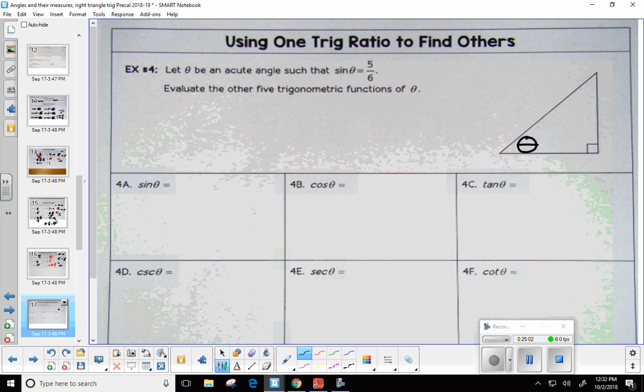Now, what ratio is sine? It's opposite over hypotenuse. So if I compare that to the fraction that I've got, those are giving me two side lengths of the triangle. So I know that directly opposite theta, the height should be 5. The hypotenuse should be 6. Now we've got to figure out what the other missing side is, because we don't have any other information to find that.